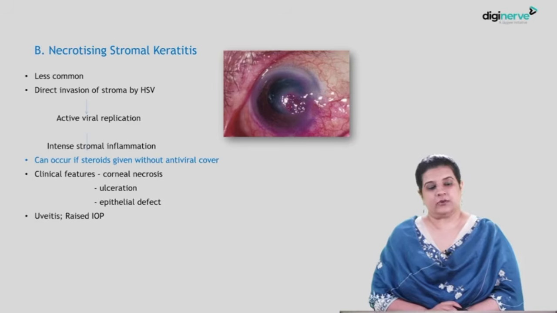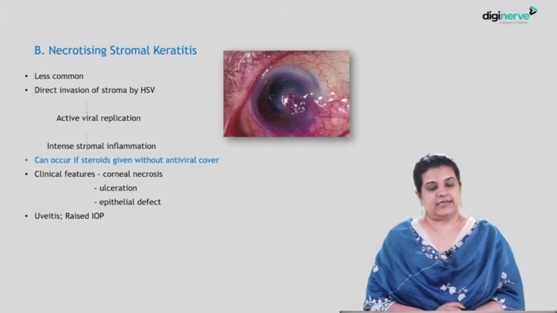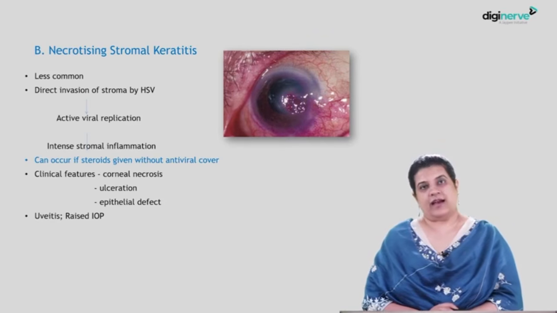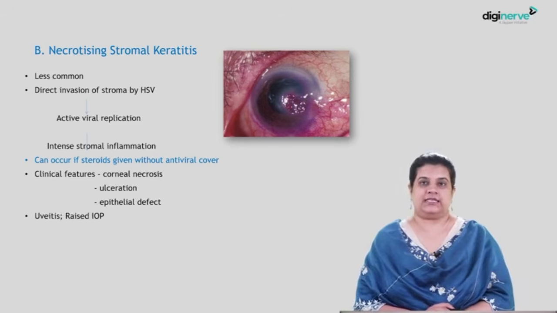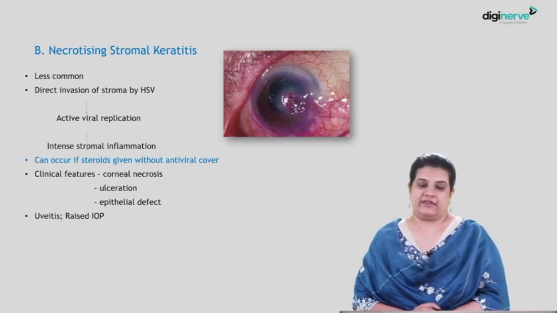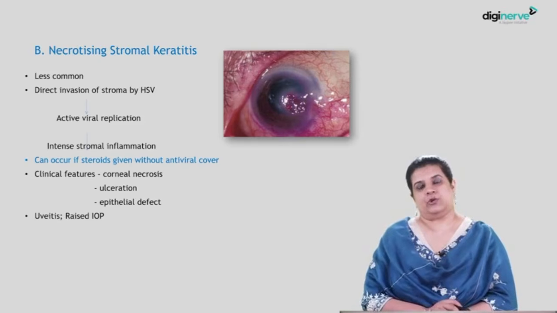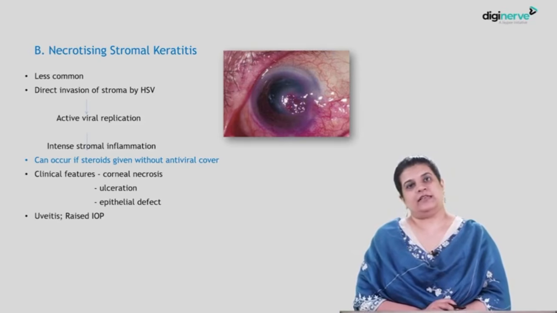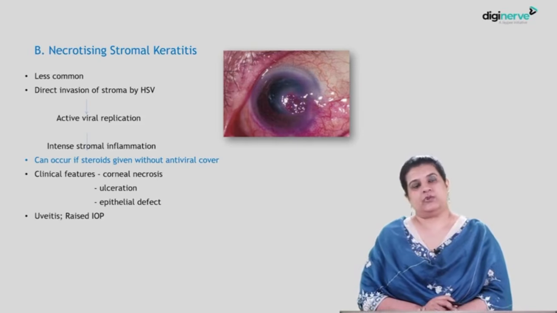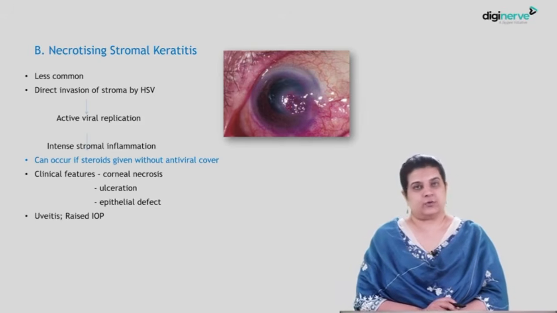We can also have necrotizing stromal keratitis, which is relatively less common. In this, there is a direct invasion of the stroma by the herpes simplex virus, and then we have active viral replication, which results in intense stromal inflammation. This can also occur if steroids are given without antiviral cover. Now, I mentioned in one of the previous slides, MCQ questions in the last lecture, that in which form of keratitis are steroids indicated. It is stromal keratitis, but even in stromal keratitis, we cannot give steroids without the antiviral cover.